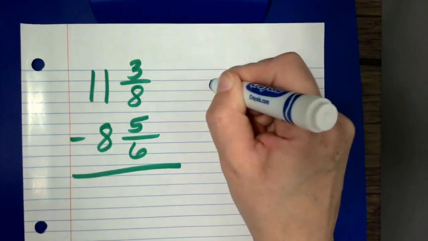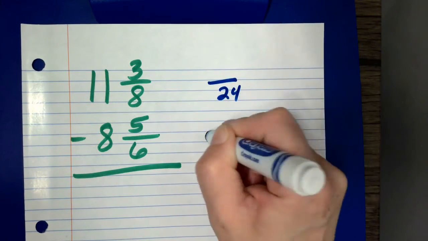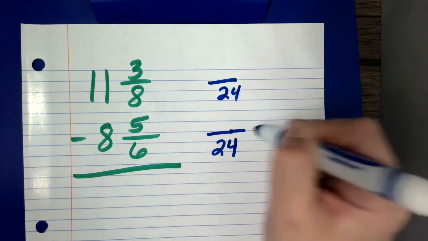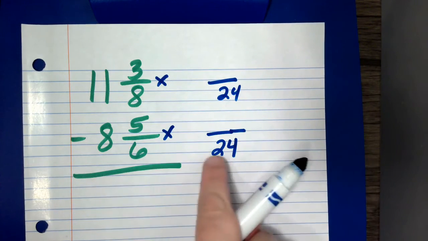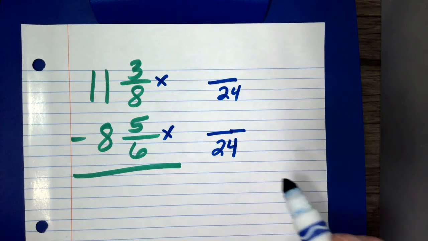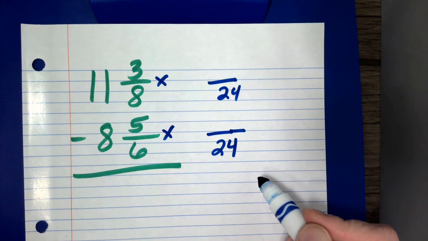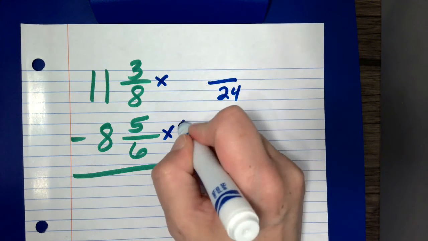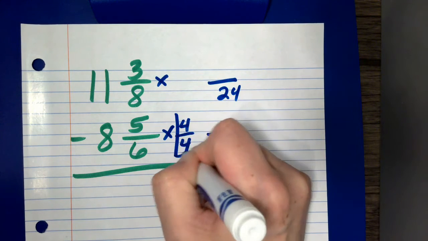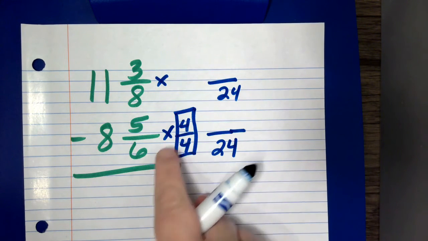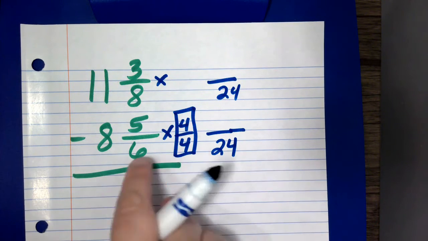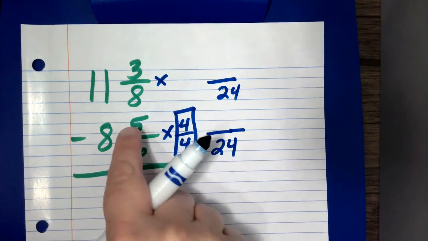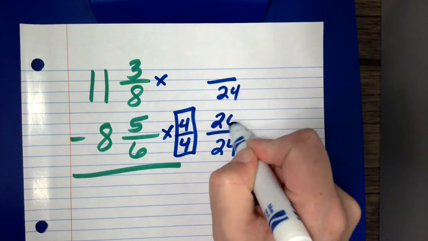So if I want to make the denominator 24 for both of these, I need to figure out what I need to multiply by. So 6 times what is 24? Did you say 4? You were correct. Whatever I do to the bottom, I'm going to do to the top. Remember, I'm really just multiplying by 1 to find an equivalent fraction. So 6 times 4 is 24. 5 times 4 is 20.